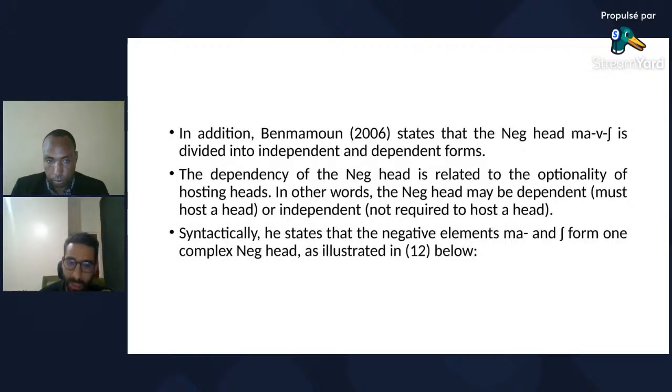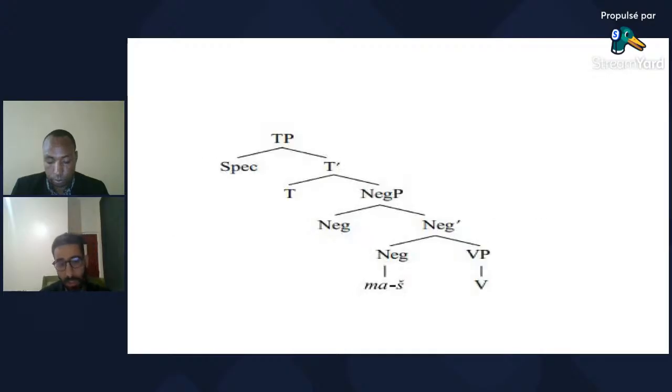Syntactically, he states that the negative elements ma and sh form one complex neghead, as illustrated here. Okay, which means that there is only one head. Ma sh occurs in one head. Okay, this is neg, the head, and this is its projection.